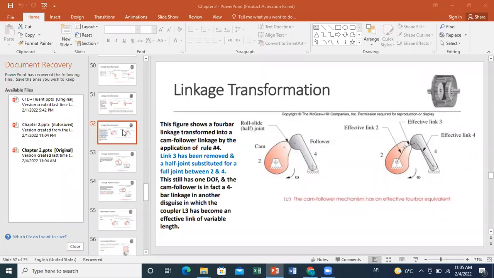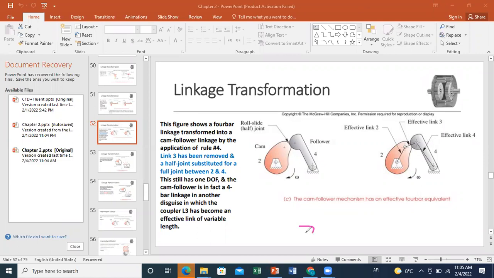So we said that we can perform several linkage transformations, and one of them is through the cam follower system. We can see that the cam follower system is another transformation of the 4-bar linkage system. Let us do the interpretation of how we transform the 4-bar linkage in order to get the cam follower.